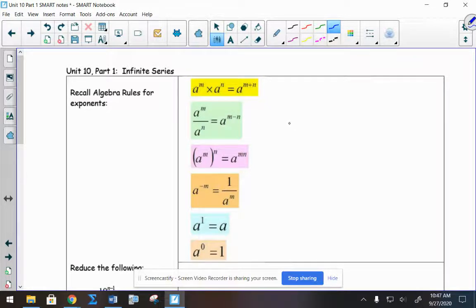Don't forget, if you have a negative exponent, you can flip it to the bottom and make it positive. If it was negative on the bottom, you could flip it to the top and make it positive for just the exponent, not the coefficient or anything. Anything to the 0 is 1, except for 0, because 0 to the 0 is indeterminate. Okay, so let's look at some of these together.